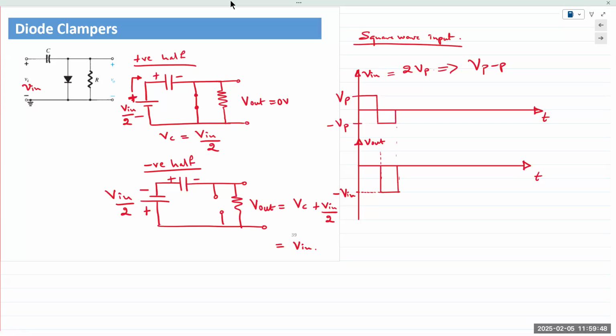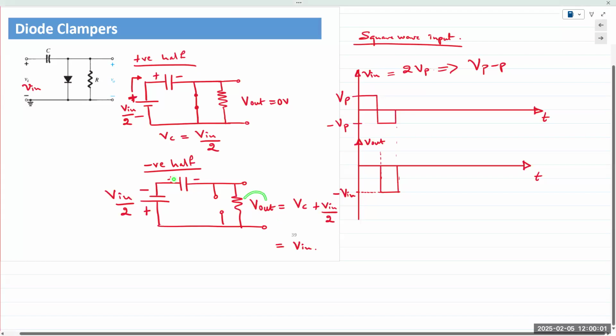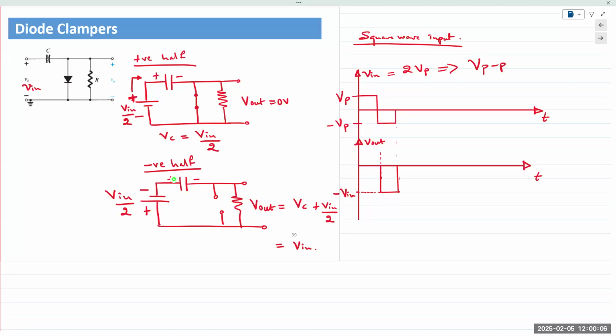In the negative half cycle, is VC still equal to V in over 2? In the negative half cycle, the capacitor tries to discharge through the resistor, but if this resistor R is large enough, then the capacitor cannot discharge appreciably. It would simply appear as a DC voltage source in series with your AC voltage. And so it gets clamped, it gets added on, and you have V out equal to VC plus your input voltage.